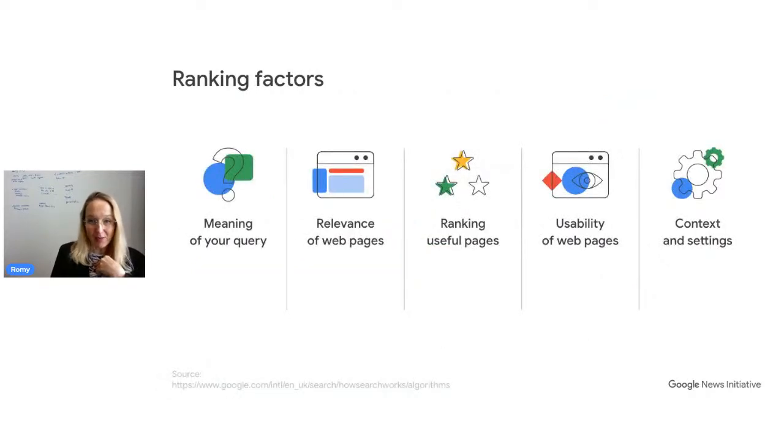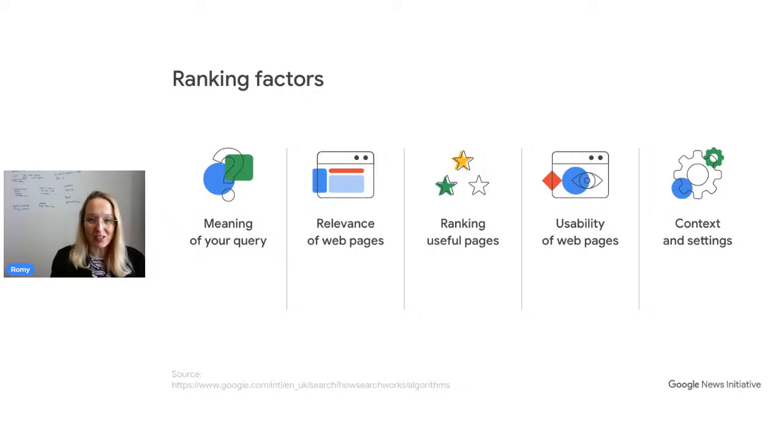So, ranking factors. As you will see, we have here five ranking factors. Meaning of your query. That's the intent behind my query or your query. Understanding intent is fundamentally understanding the language, and it's a critical aspect of search. When I say understanding the language, it doesn't mean that my grammar is perfect. I have to have the language of the content, the language of the machine, if you wish.